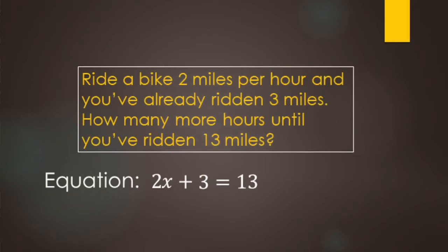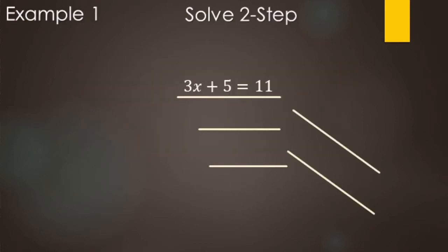Here's another story that we can look at. If you're riding a bike 2 miles per hour, but you've already ridden 3, you're going to add to the 2 miles per hour plus 3 more miles, and you're checking to see when the number of miles you've ridden equals 13 miles. So this equation summarizes this story that's going on up here, and these are the types of equations we're going to be solving. So let's get into some examples here.